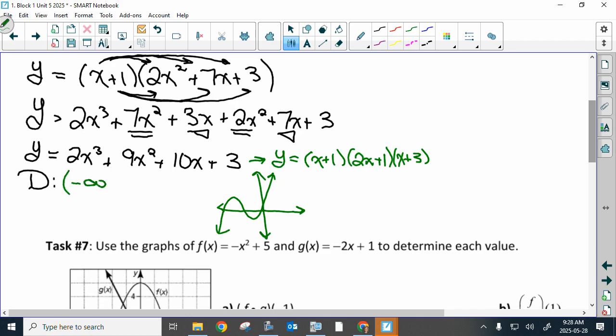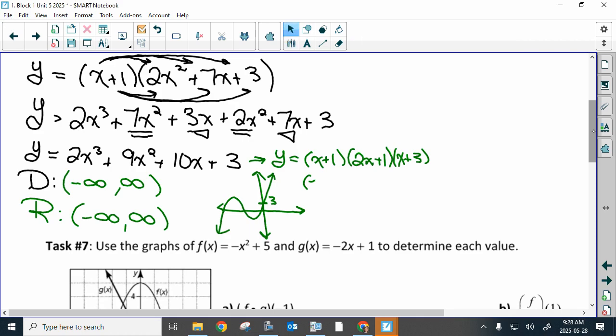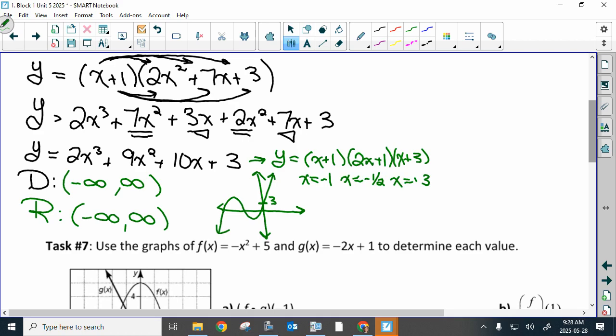Domain, let's do interval, negative infinity to positive infinity. Range, negative infinity to positive infinity. My leading coefficient is positive. I can see that my constant term is 3. If I would have factored, I would have had x-intercepts at x equals negative 1, x equals negative 1/2, x equals negative 3. This is just turning a linear times a quadratic into a cubic. And you need to remember that a cubic is x-er y-er.